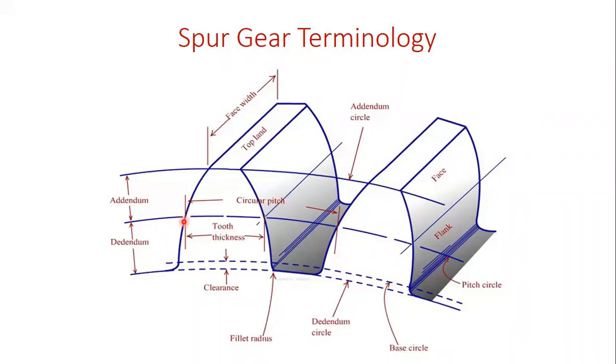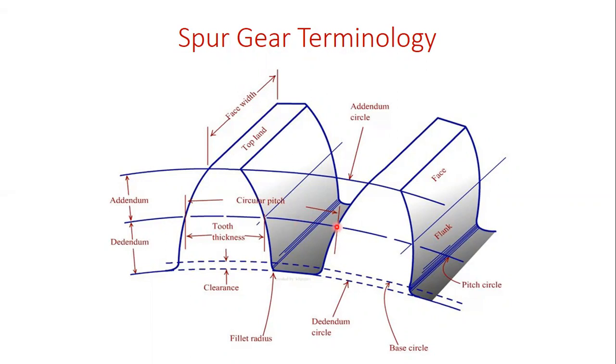The distance measured along the circumference of the pitch circle from one point on one tooth to the corresponding point on the adjacent tooth is called the circular pitch. Here you can see that this is the circular pitch.